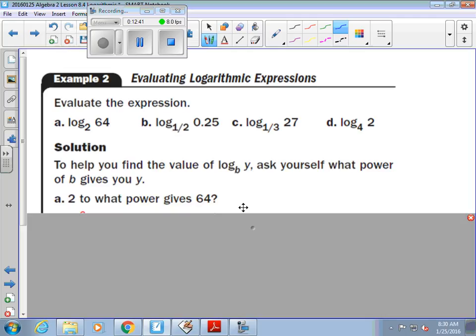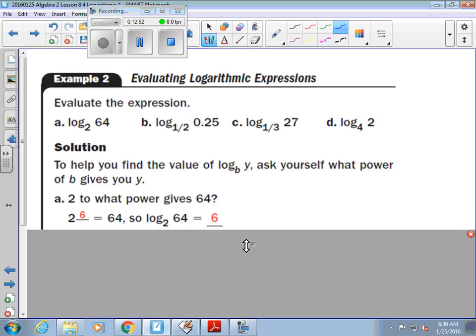So if you have those charts I made for y'all, you can just look on the left-hand side, find the number 2, and then run till you get over to the number 64, and then look up and see what power that is. Now, we know that 2 to the 6th power is 64. Therefore, log base 2 of 64 would be equal to 6.